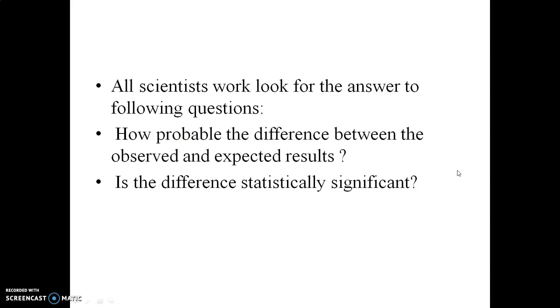All scientists work to look for answers to the following questions. How probable is the difference between the observed and expected results? That means the experiment they have carried out and the original results. And is there any statistically significant difference? Many of them have a question: what does significance mean? Testing of hypothesis, a very integral part of data analysis, will explain these questions.